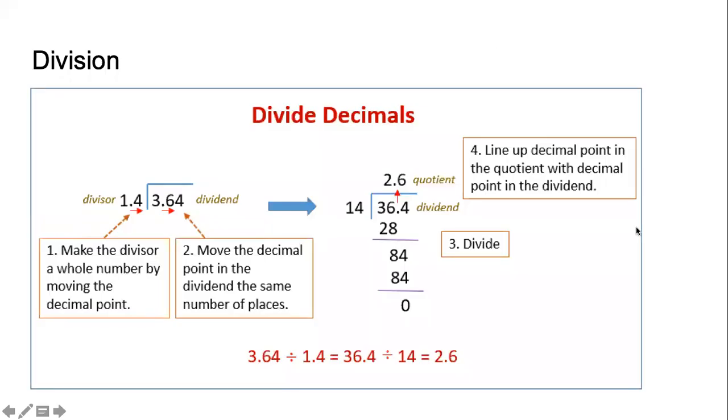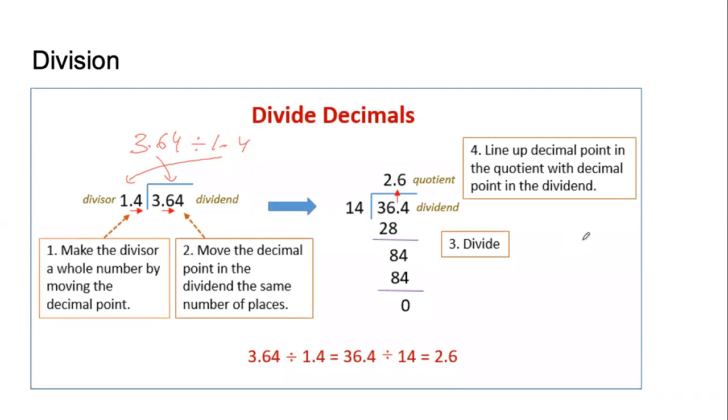After addition, subtraction, and multiplication, the only thing that is left is division. And the division can be carried out if we have understood addition, subtraction, and multiplication. If we take the example where we have to divide 3.64 by 1.4, 3.64 is the dividend and 1.4 is the divisor.